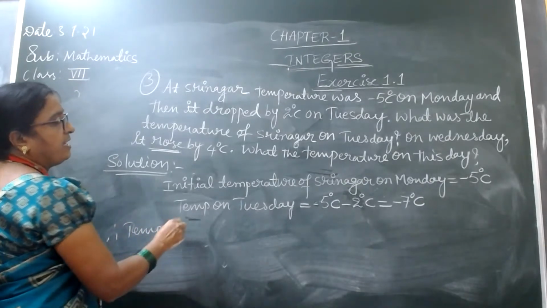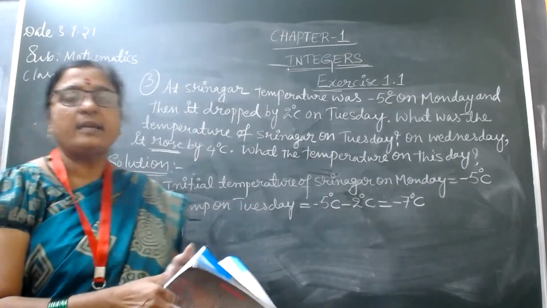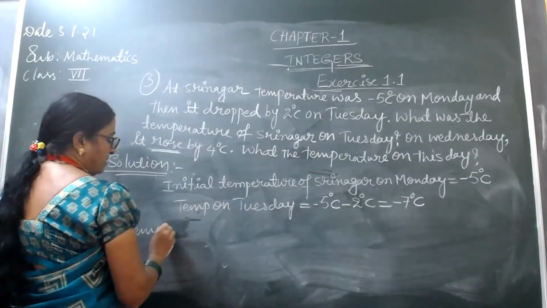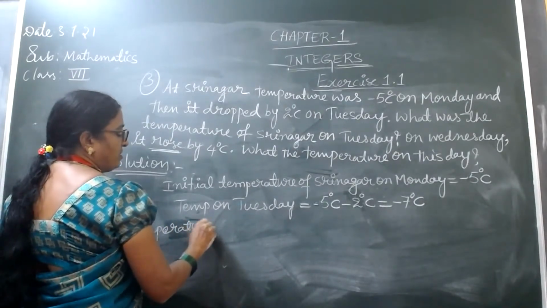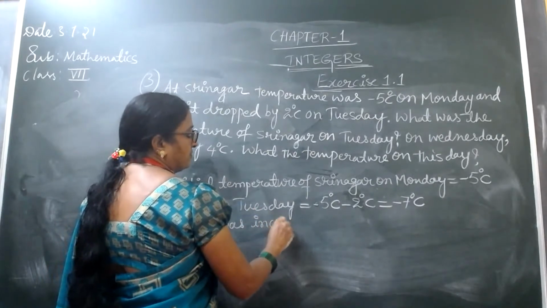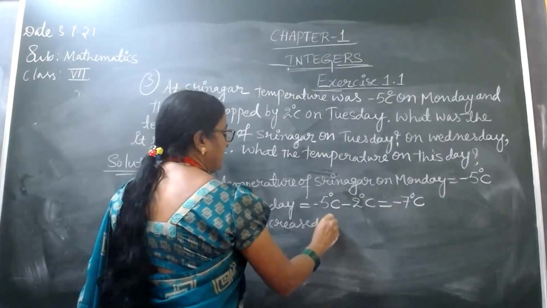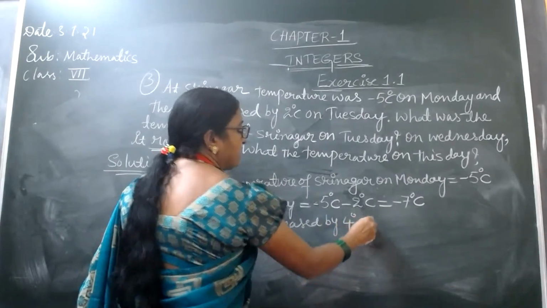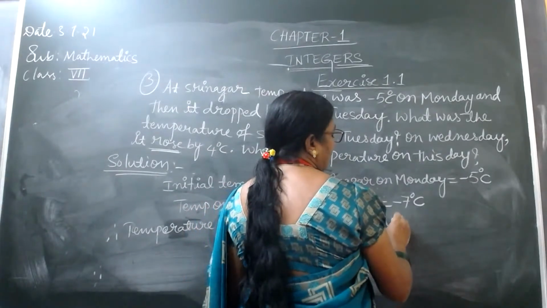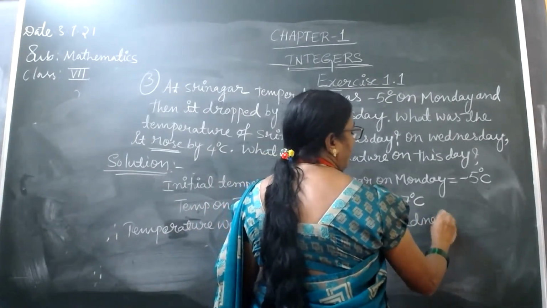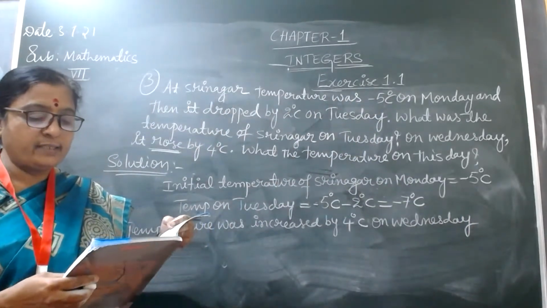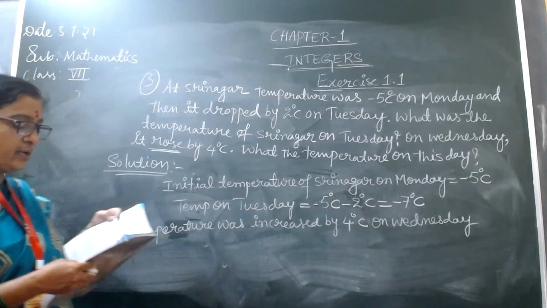Therefore, temperature on Wednesday: rose means increased. Temperature was increased by 4 degrees Celsius on Wednesday. Yes, friends, rose means increase, I said. How much increase? 4 degrees Celsius on Wednesday.